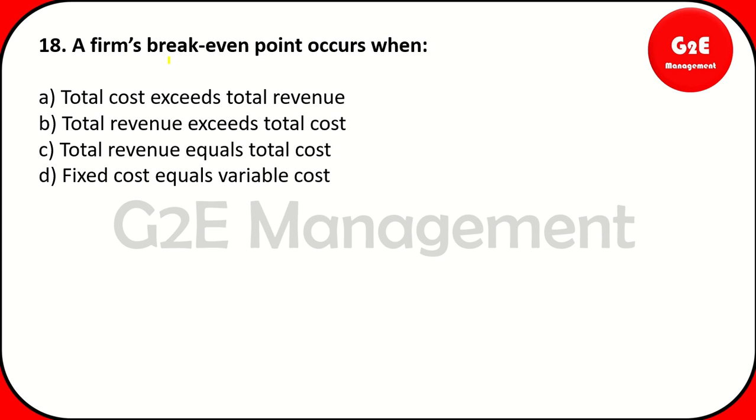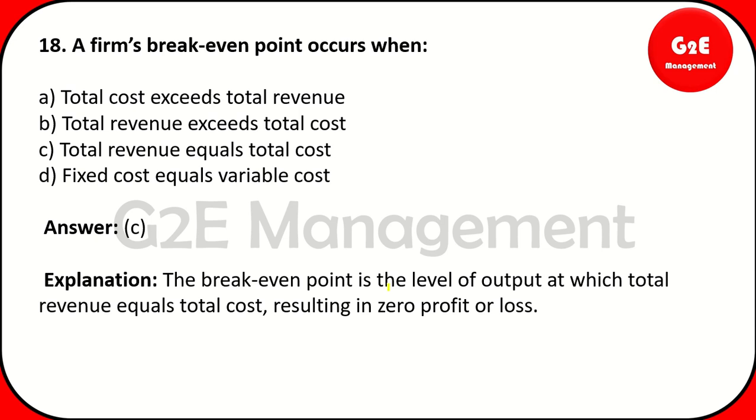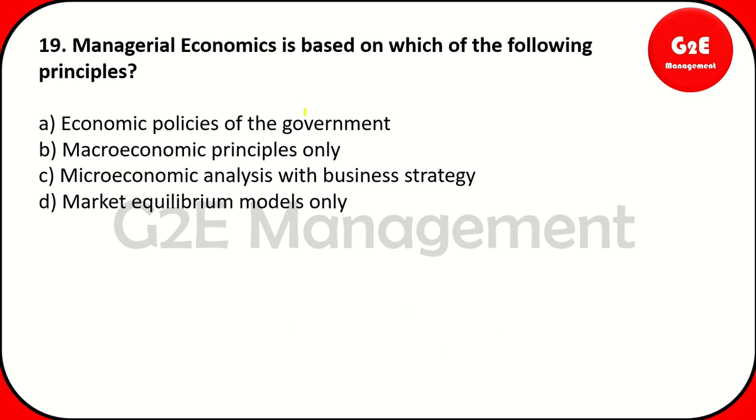Number 18, a firm's break-even point occurs. Break-even point, in a sense, what? The total revenue as well as the cost. The revenue which you are making and whatever expenses, both are equal. So the cost exceeds the revenue? No. The revenue exceeds the total cost? No. The total revenue equals total cost? Yes. Fixed cost equals variable cost? No. So the answer is C. So from here, the break-even point is the level of output at which total revenue equals total cost, resulting in zero profit or loss. That's called break-even point.